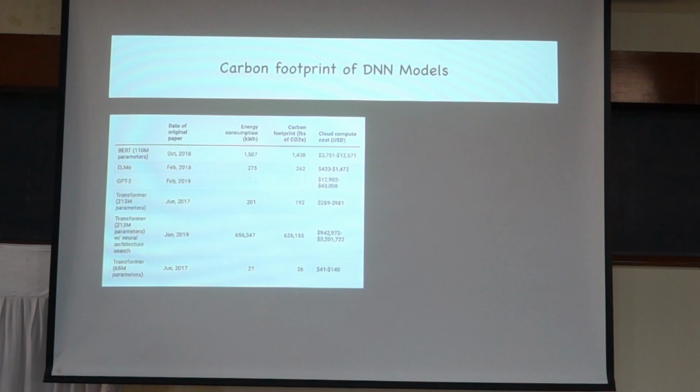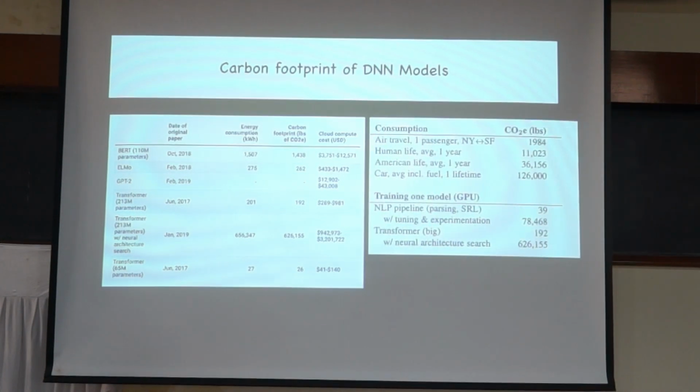Okay, these are some numbers, but let's contextualize them. If you take a passenger trip from New York to San Francisco and back, your CO2 equivalent is 1984. Now look at one iteration of BERT, 1907. A car in its own lifetime is something like 126,000 CO2 equivalent pounds. Now, if you take a reasonable size transformer, and this is small, 213 million, look at the CO2 equivalent consumption, 5 times that.